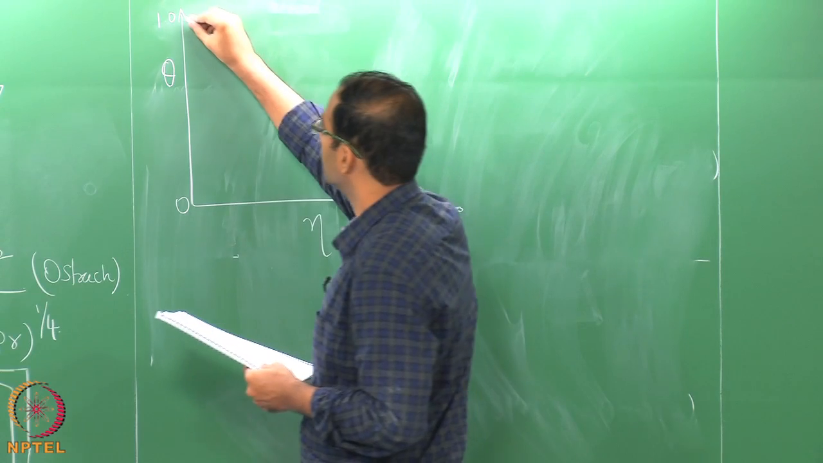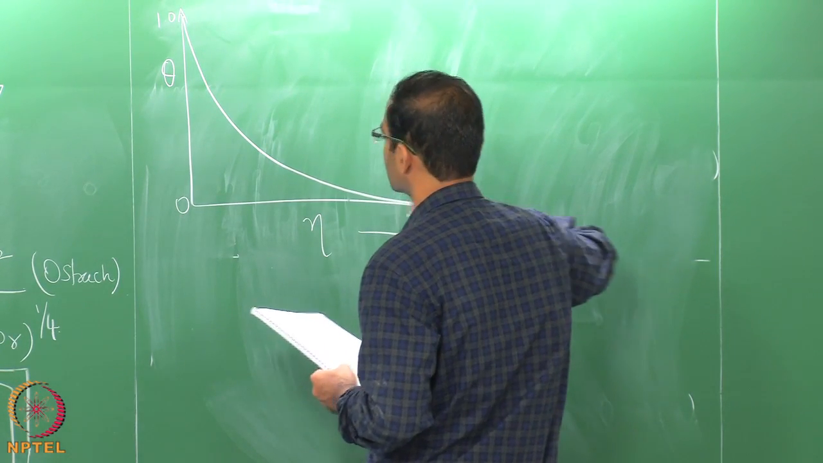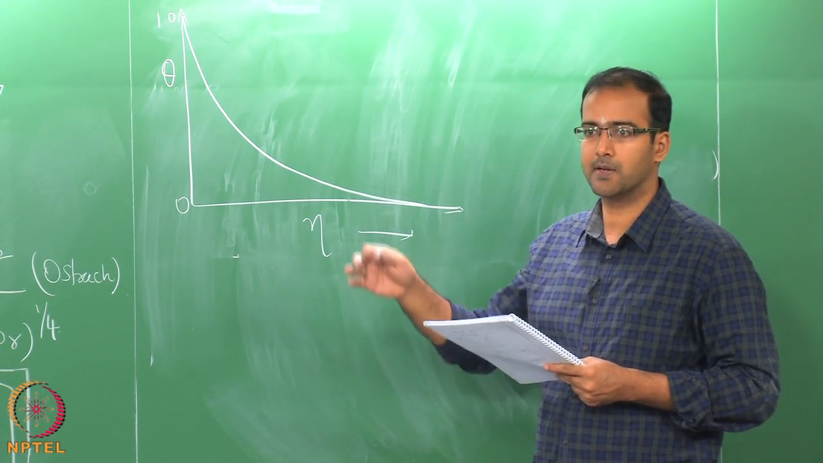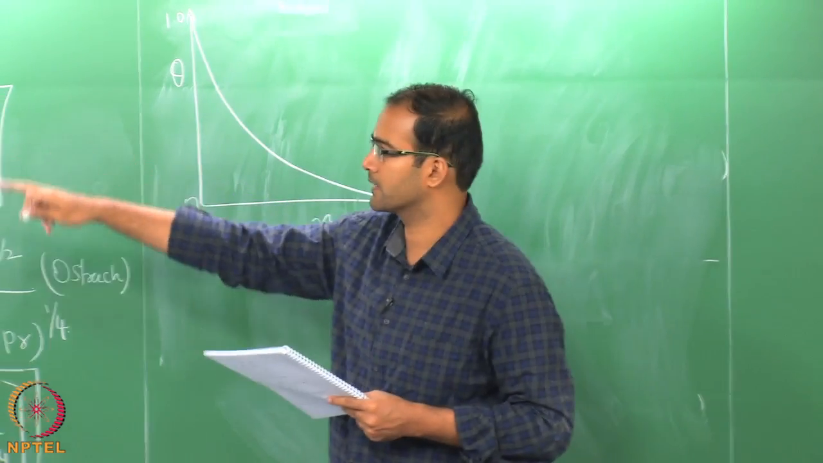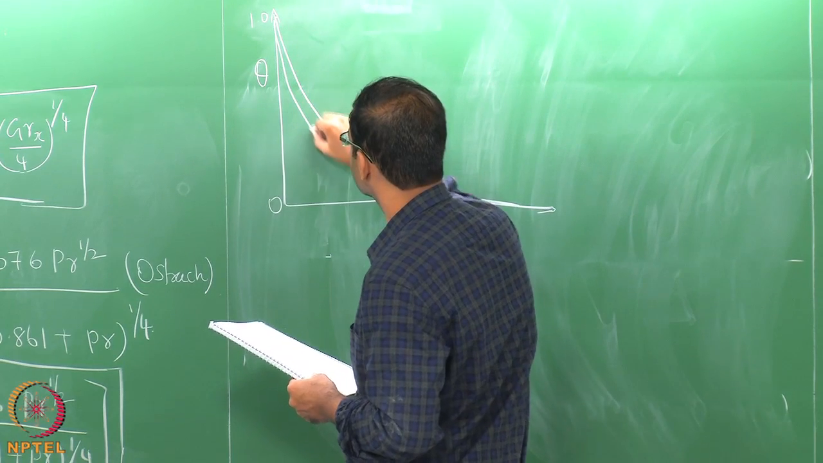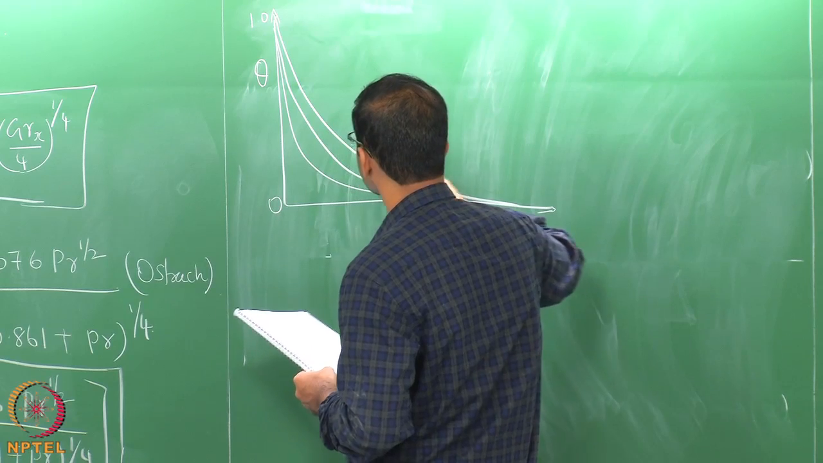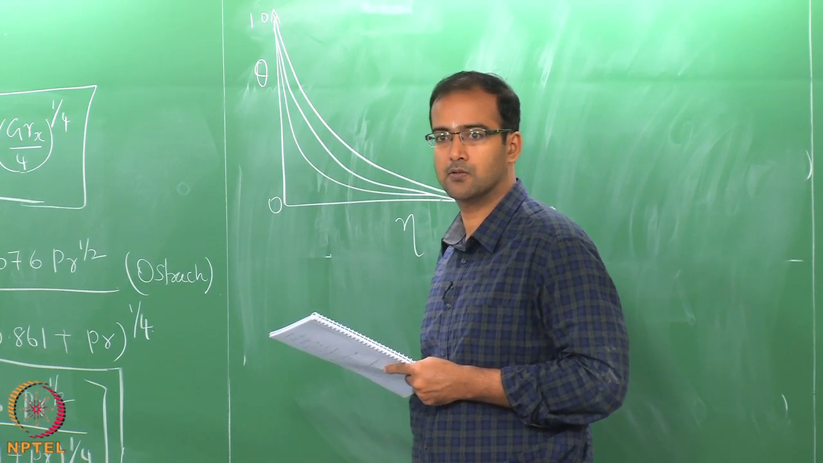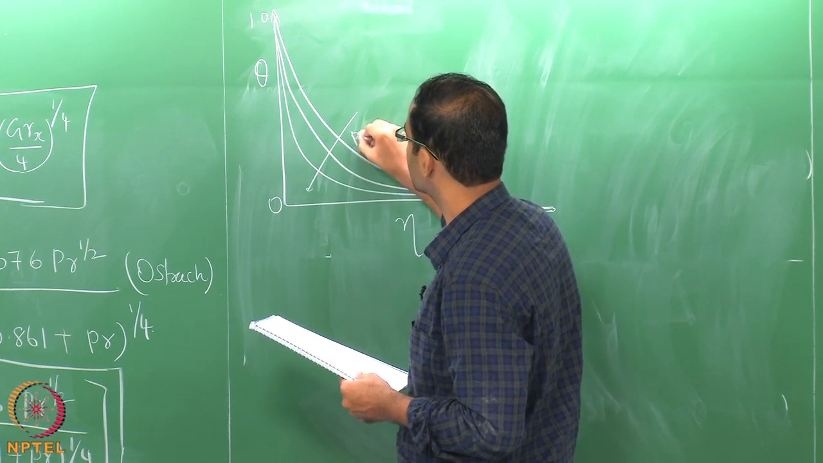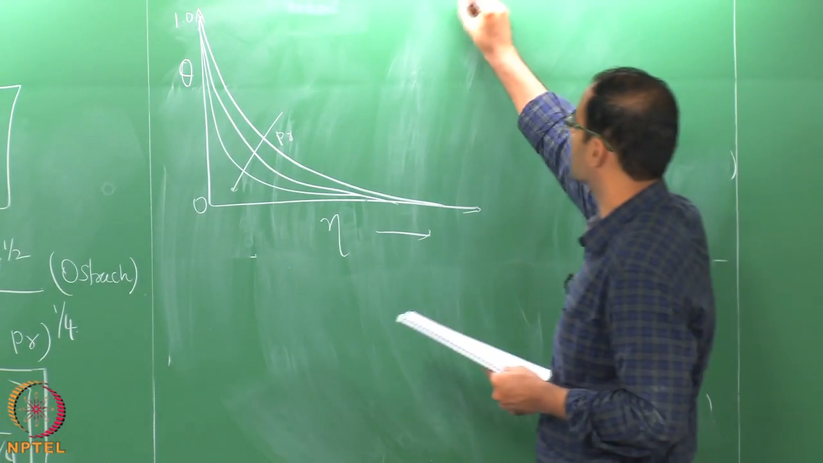So, this will be equal to 1, and then for large values of eta it will decay to 0. And what will happen to the temperature gradient with increasing Prandtl number? It increases, okay. So, this will also shift downward, right. This indicates higher slope at the wall. So, for increasing Prandtl numbers, your temperature profile will be varying like this.